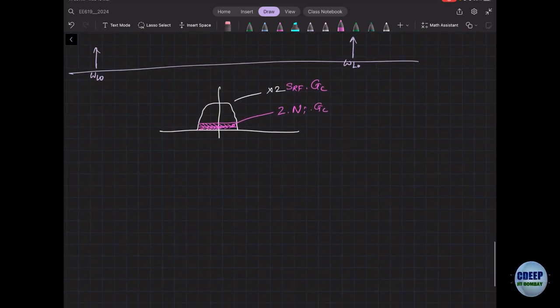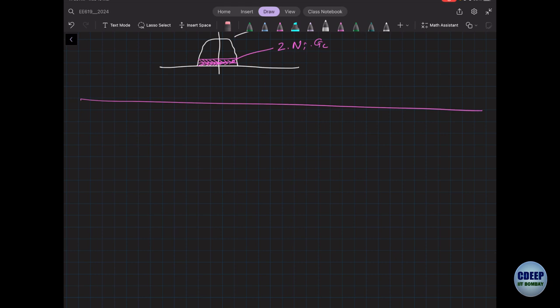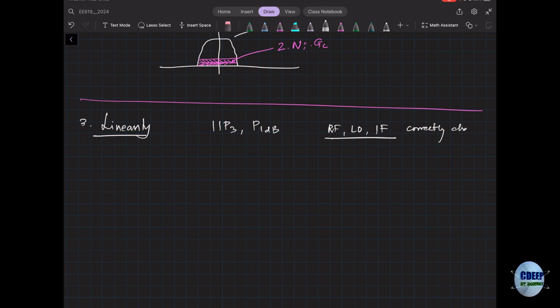Okay, alright. So the next part we will talk about is linearity of the mixer. So these are all definitions. Okay. So this is very similar to what we have done in LNA, IIP3, P1 dB, etc. You just have to choose the correct frequencies when you do simulations. So basically RF, LO and IF need to be correctly chosen during simulations. Are we going to go through an example for that in the project? We are, right? So they will go through simulating. Okay, good. So that would give you good practice there.